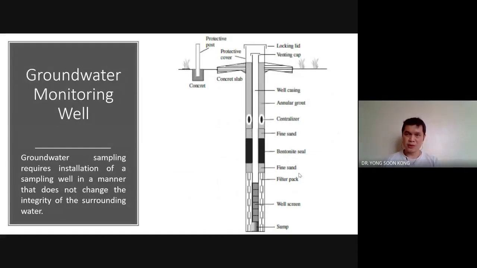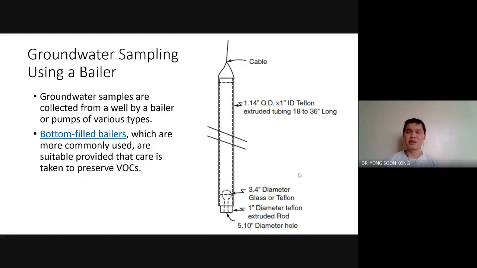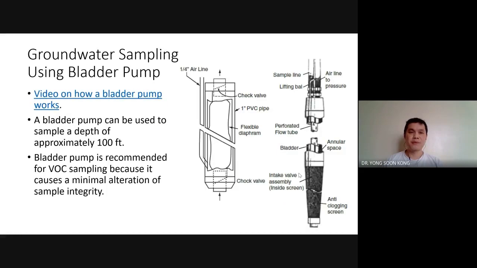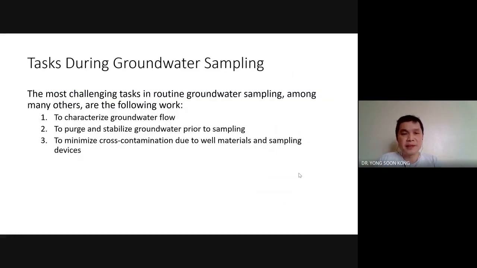Now, you have constructed a tube well. Next thing, of course, you need to sample, right? But before you put in this instrument, you need to do something, okay? And that is a preparation, which is right here. Before you do this routine groundwater sampling, you need to characterize the flow. That's what I told you earlier by using a piezometer.